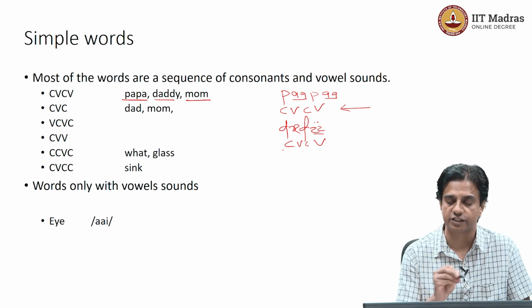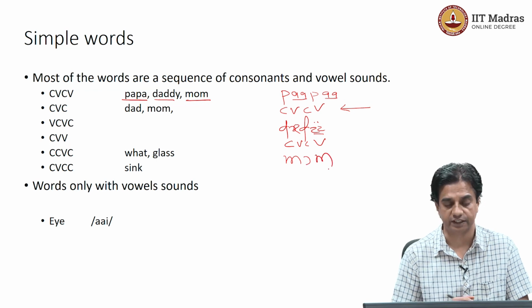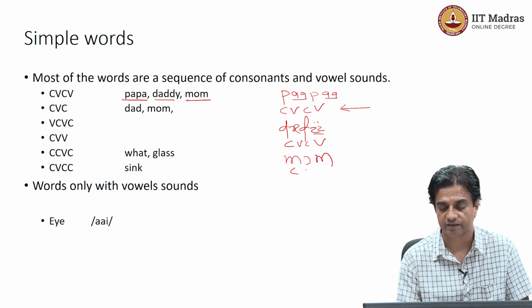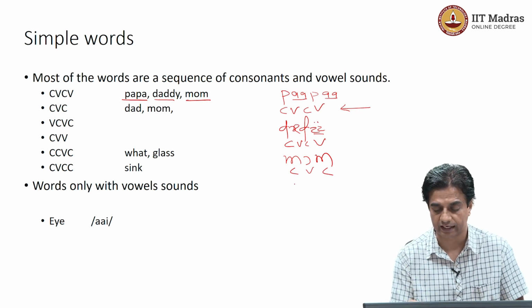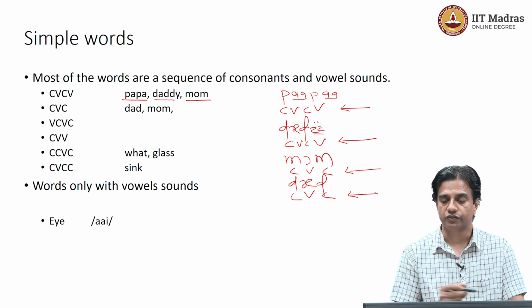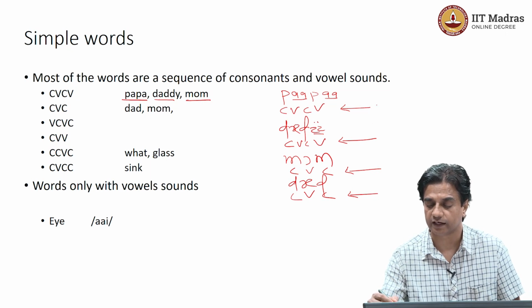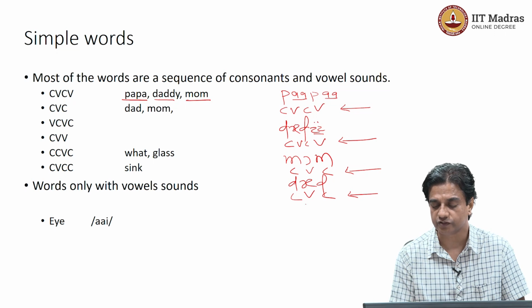Okay, let's look at this word mom. So you have ma, o, and ma. This is a sequence of C, V, C. Now you can have dad, dad, C, V, C. So look at this sequence, this sequence, and this sequence. These two are consonant, vowel, and these two are consonant, vowel, consonant.